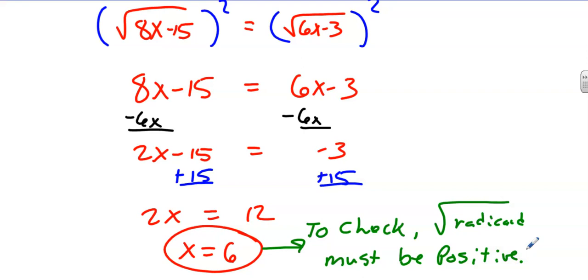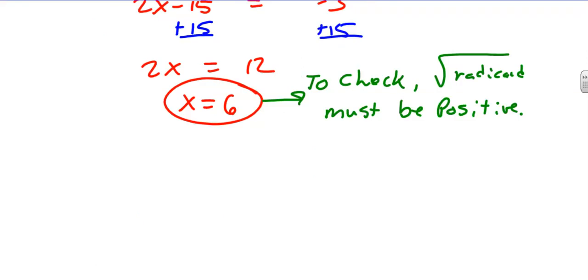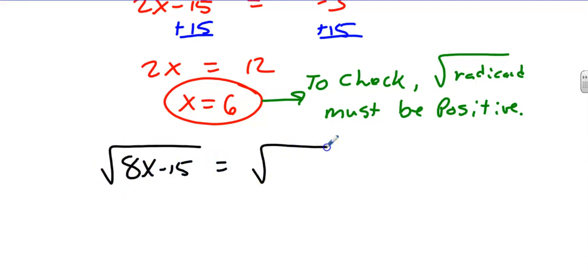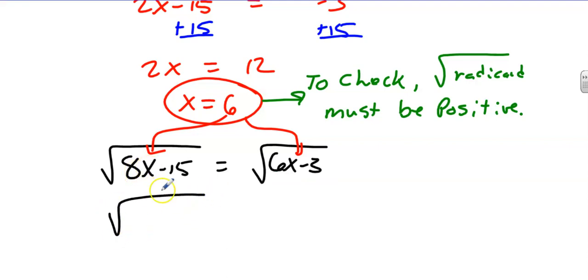So if you take the 6, the original problem that we had was square root of 8x minus 15 equal to the square root of 6x minus 3. As long as we plug this 6 back in here, and here, as long as both of these numbers are positive, then we're good to go. 8 times 6 is 48 minus 15. That's square root of 33.